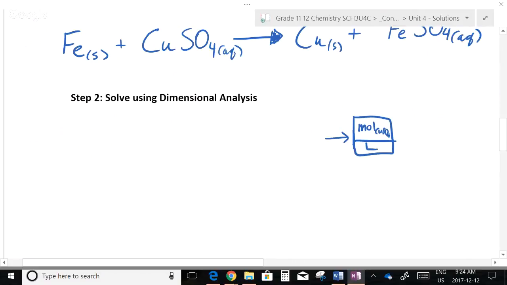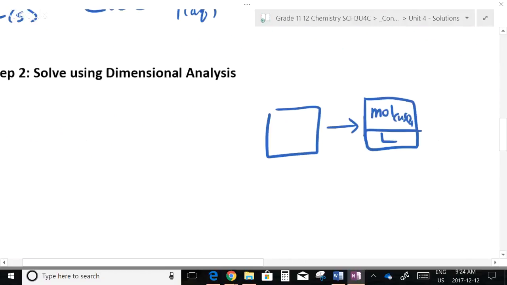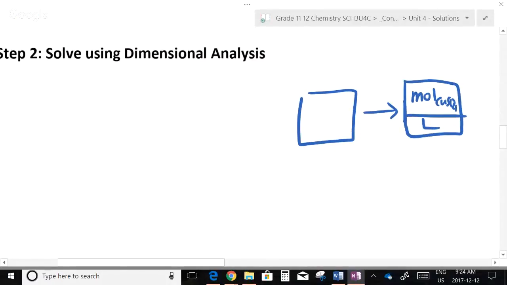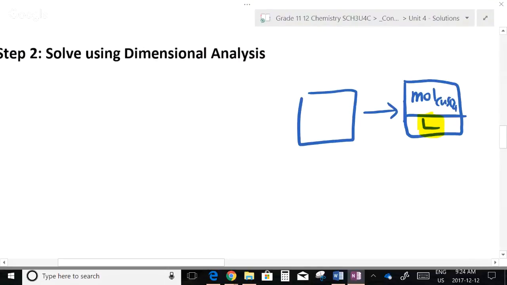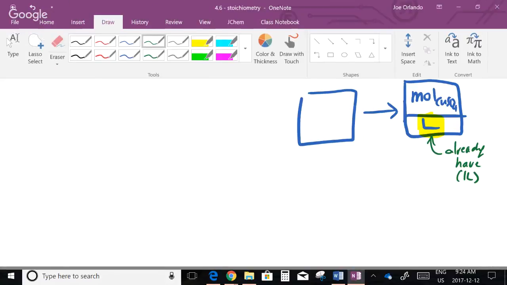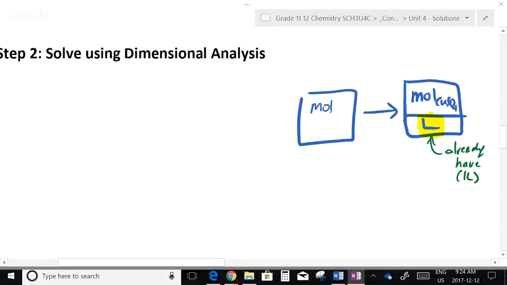Which means before I can do that, I need to know how many moles of copper sulfate I have. Because I already know this. This is the nice thing. This number, I already have. In this question, what is it? Yeah, it's 1 liter. So I'm halfway there. So I just need to figure out the top. So I need to know how many moles of CuSO4 I have.